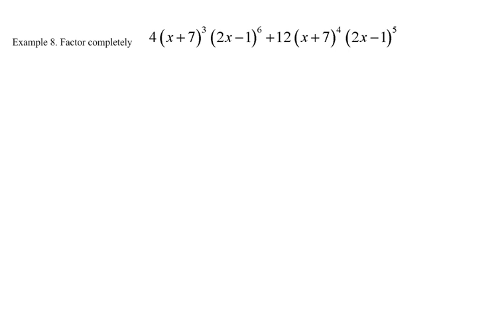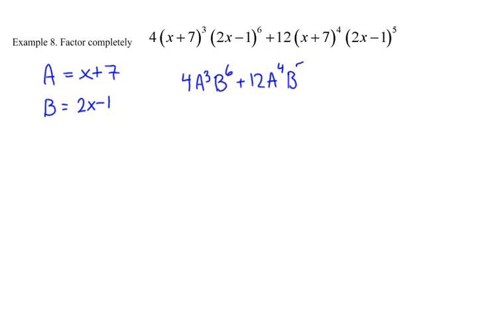All right, last question. Well, you can, but it's different. So I might want to do this one with you. There's two things, so we're going to have an A and a B. Who are we going to replace with A? X plus 7, sure. And B will make it 2X minus 1. Okay. So let's rewrite this as 4a cubed, b to the 6 plus 12a to the 4, b to the 5. All of a sudden, it's really easy.